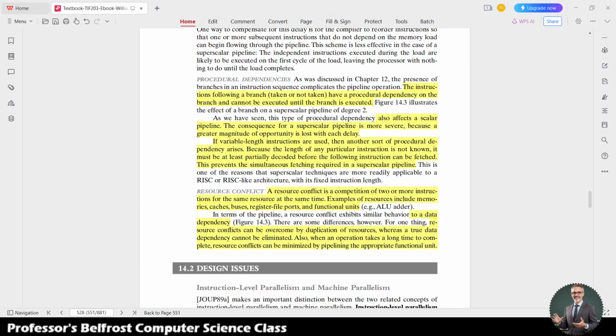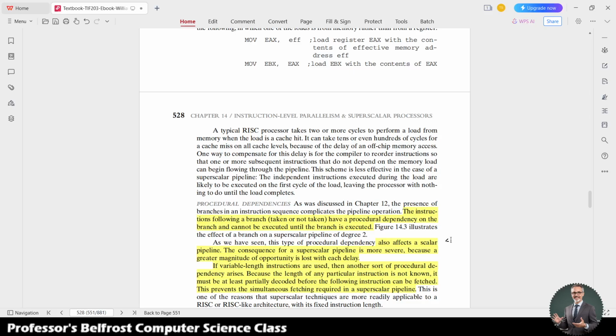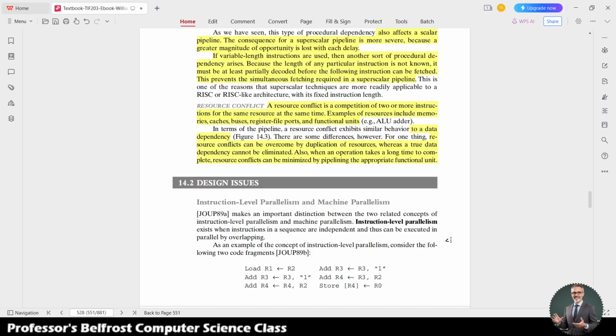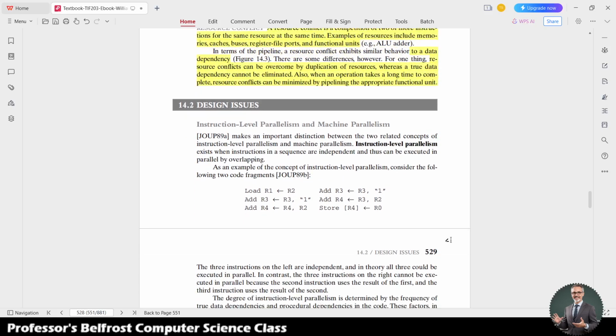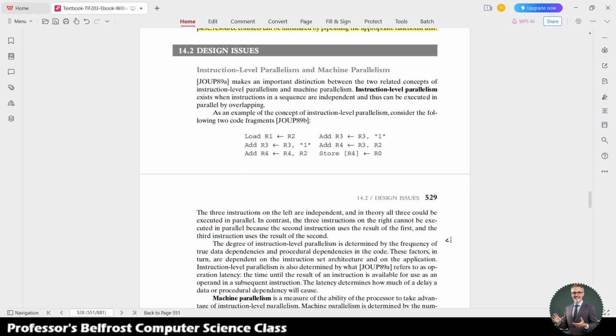Okay, so let us discuss. Continuing from our last lesson on instruction pipelining and superscalar, instruction parallelism. Now we are entering a new topic, which is design issues. We'll discuss instruction level parallelism versus machine parallelism.